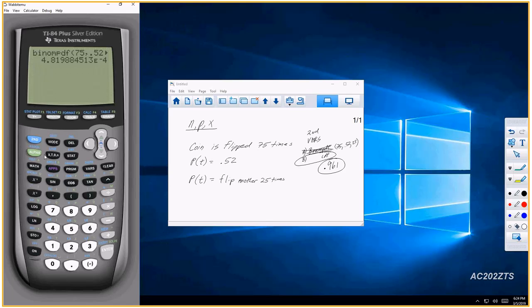Now let's look at the other one, because I don't know what the answer is, I just made this problem up. So second bars, was that CDF or PDF? That was PDF. So let's do CDF. And that's going to be 75 and 0.52 and 25. Paste. And enter. Okay, that's even lower. That's like 0.0008. Okay, 0.0009.